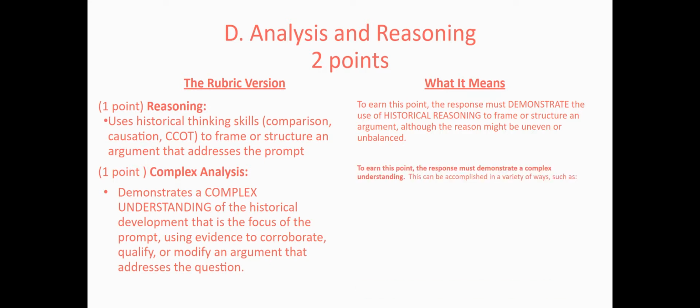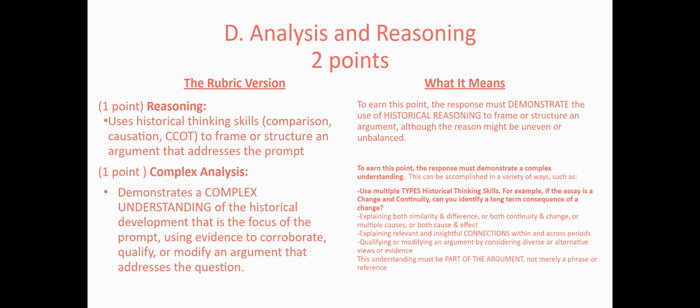The unicorn point. This is a very difficult point to get, and here's why. The easiest way, and I laugh when I say that because it's not easy, but the best way that you can get the complex analysis point is to use multiple types of historical thinking skills in your essay. So for example, if you read the prompt and the essay is a change and continuity, can you identify a long-term effect of one of the changes? And we'll talk about where that information goes towards the end of this podcast.